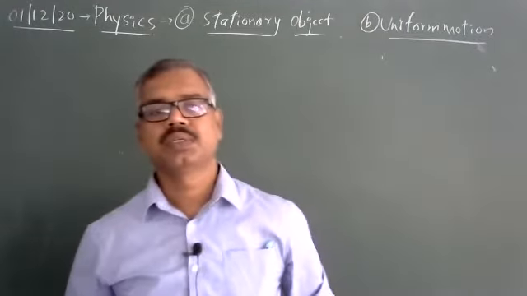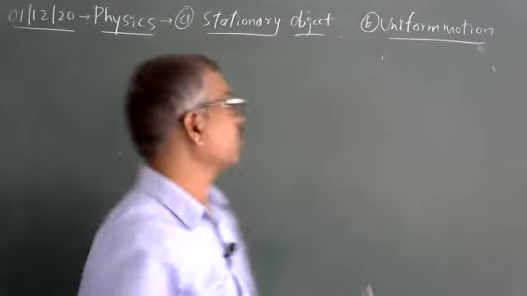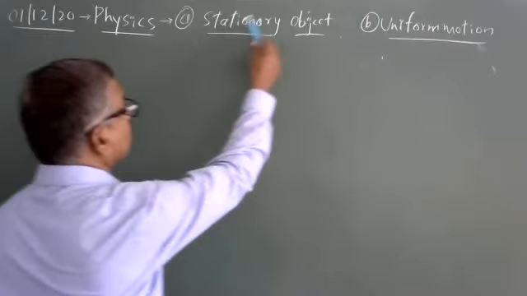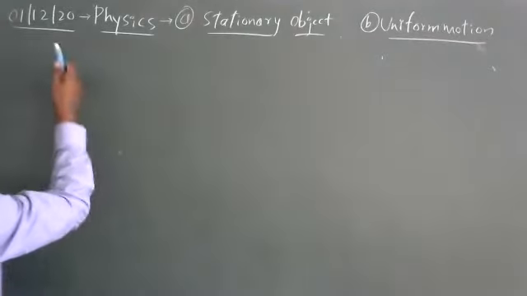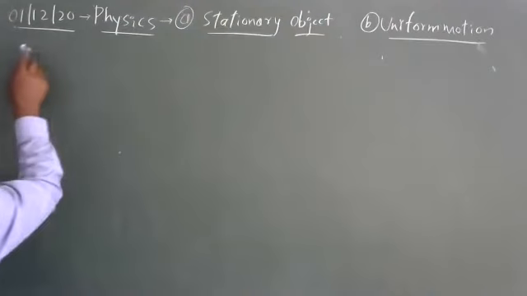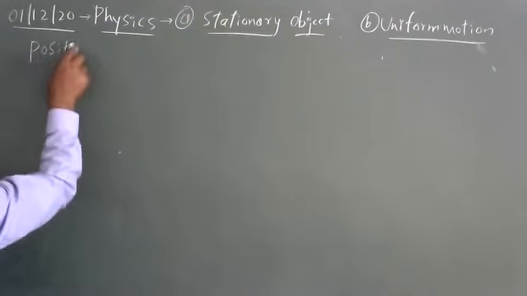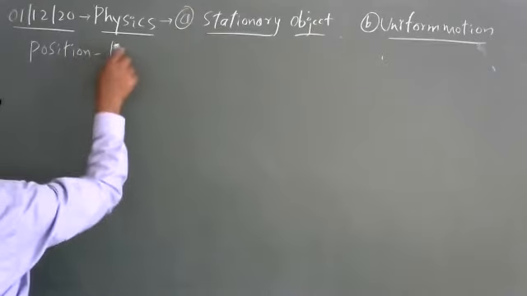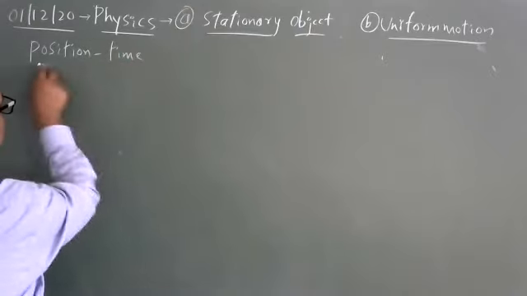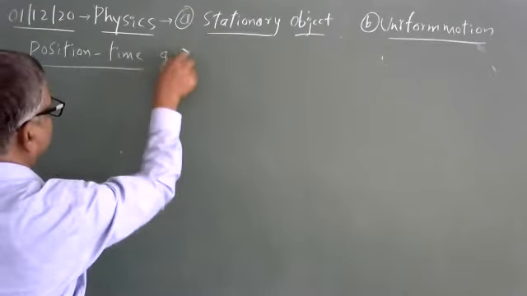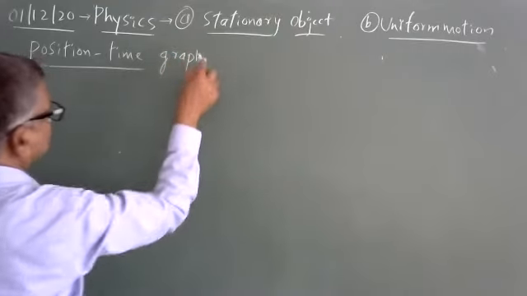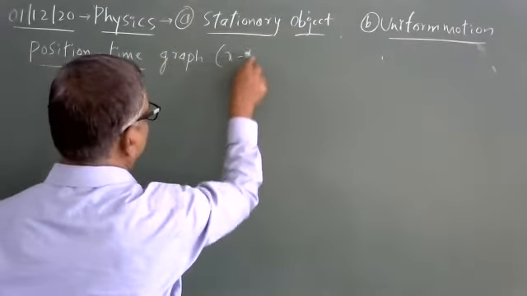Good morning, dear students. In this session, I'll be talking about the position-time graph for a stationary object and uniform motion, which is called the XT graph, the position-time graph. In brackets, it is called the XT graph.